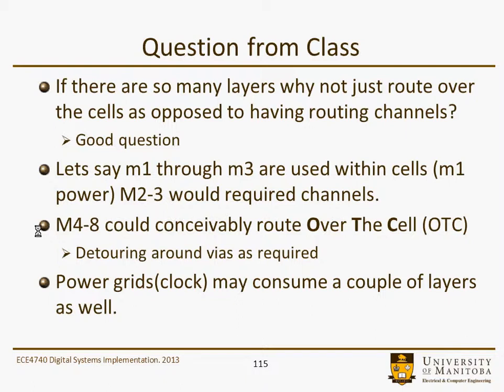So metal 2 and metal 3 would require routing channels. But metal layers 4 to 8 could conceivably route over the cell, and that's called OTC, which stands for over the cell. And there you'd have to detour around vias, as required. Power grids and clocks may consume a couple of extra layers as well. So you have to account for the fact that you have to route the clock, and we looked at that very early on, and you certainly have to route lots of power around. They also take up their own metal layers, but certainly there seems to be a tendency to route over the cell.